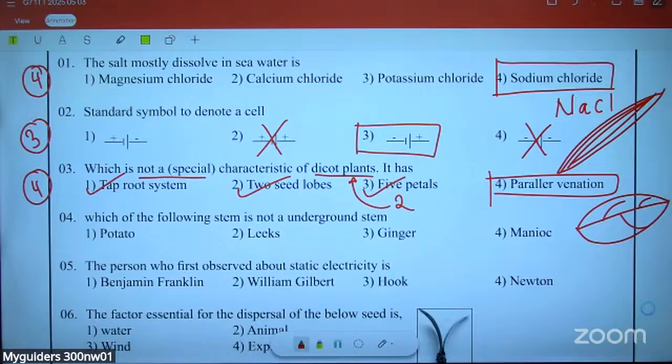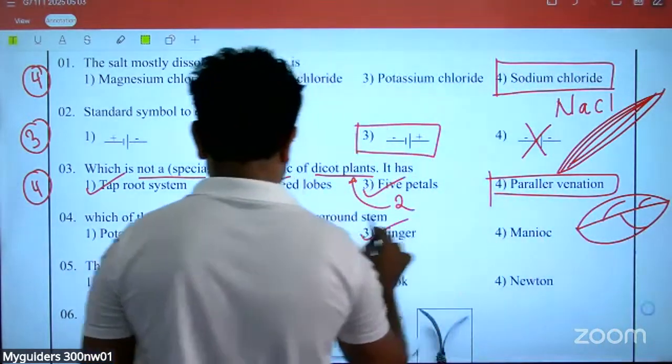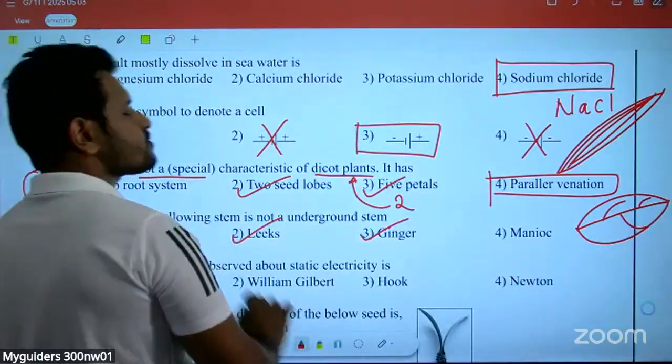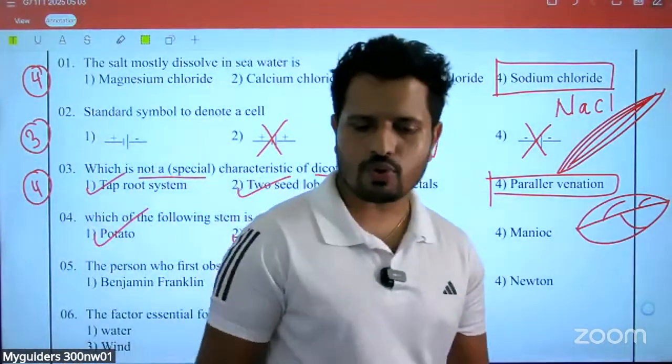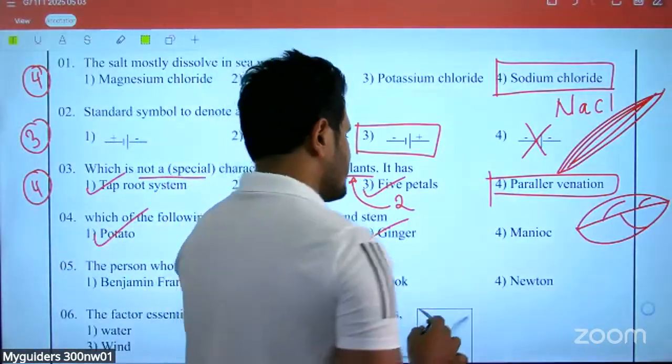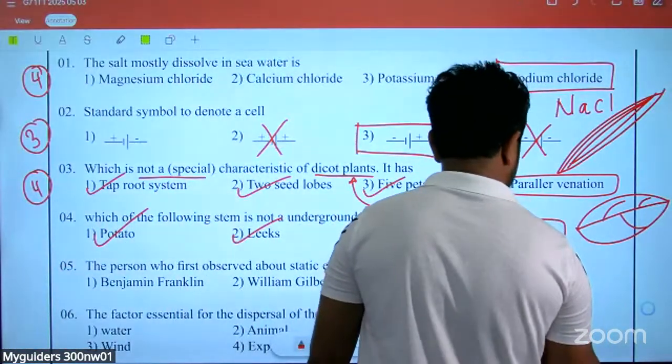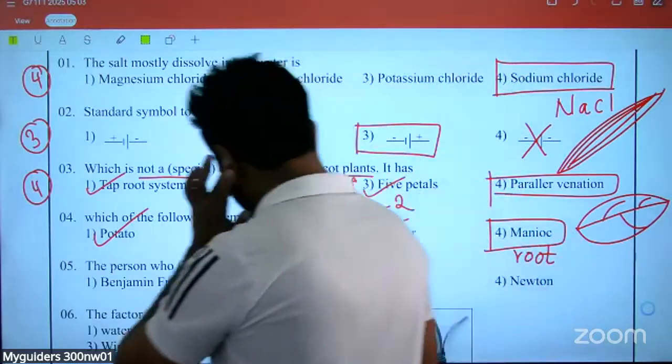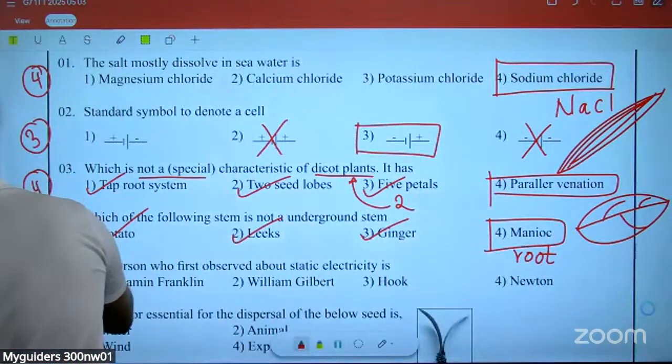Right? So then the next one. Look at the next one. Ginger. So ginger belongs to underground stems. Right? Leeks belong to underground stems. Potato is also a kind of underground stem. So therefore, the answer is manioc. This is a root, not a stem. Answer number 4.